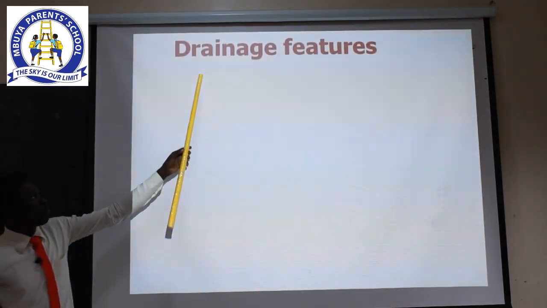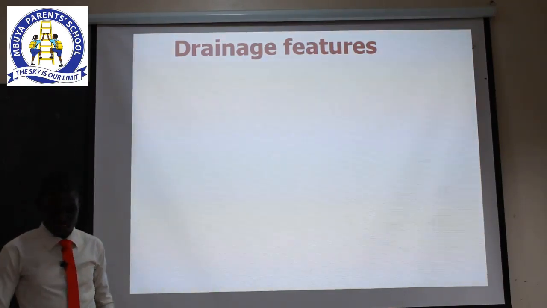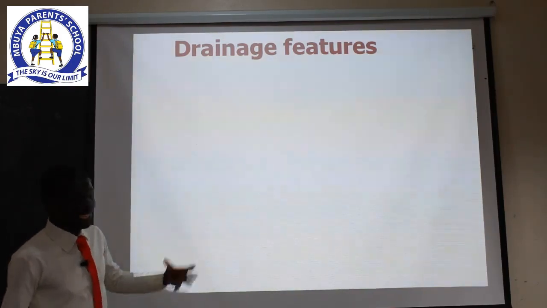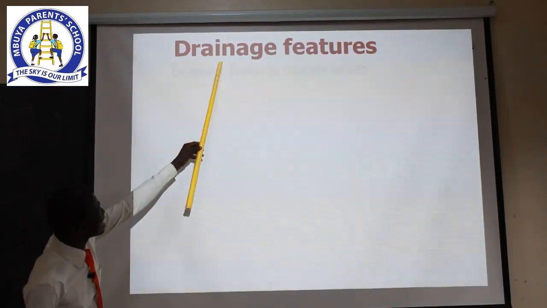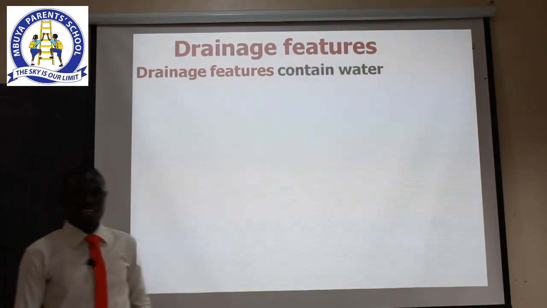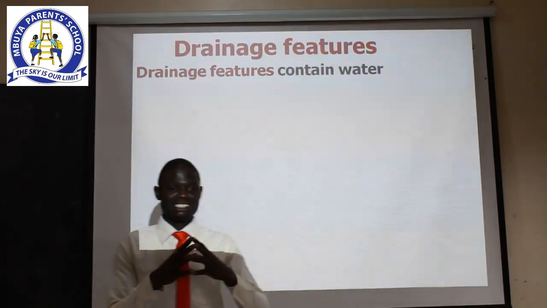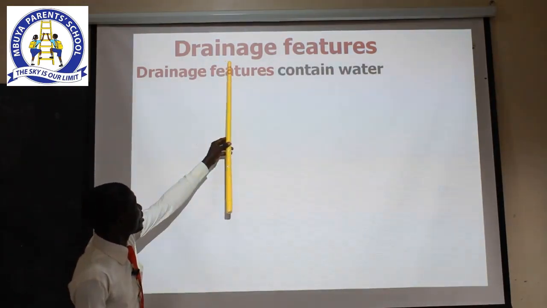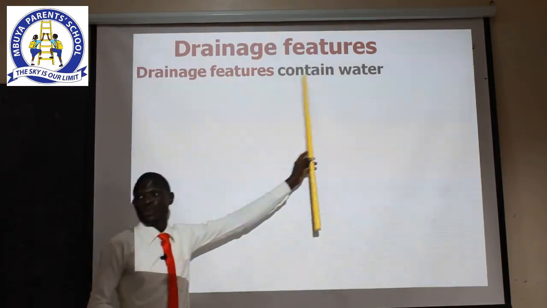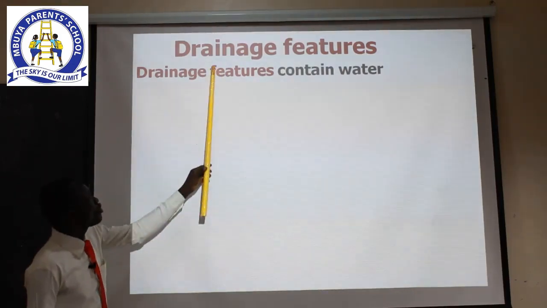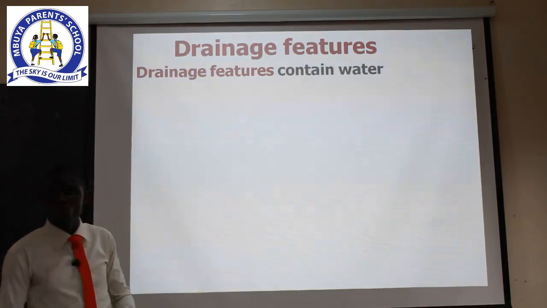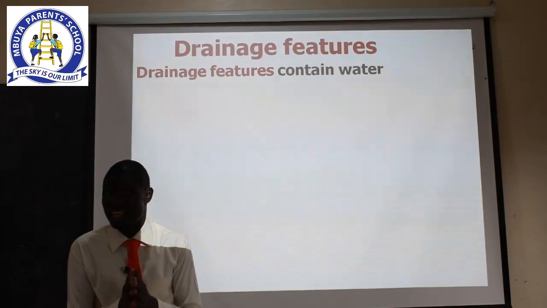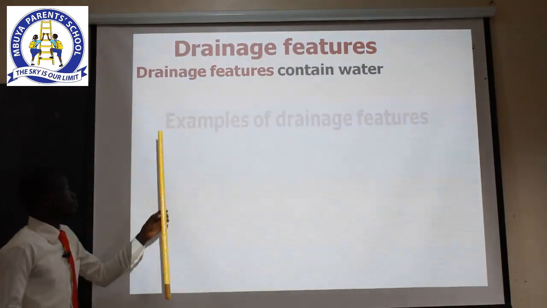Now, the other type of physical feature is drainage physical features. Before we talk about the examples, it is better we understand the meaning. The word drainage, children, itself means the water system of an area, meaning that all the drainage physical features contain water. When they talk about drainage physical features, you should only talk about those physical features that contain water. Am I clear? Let us continue.